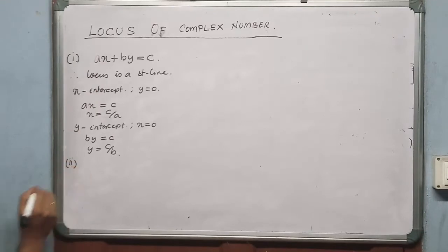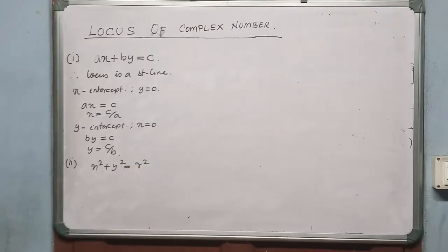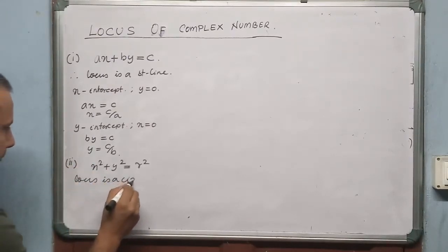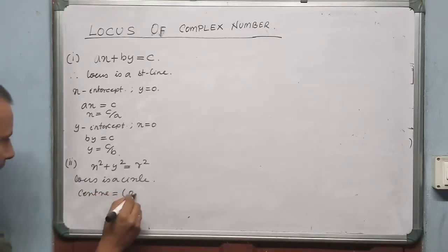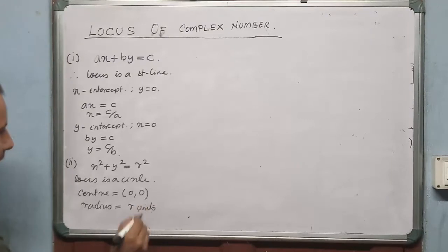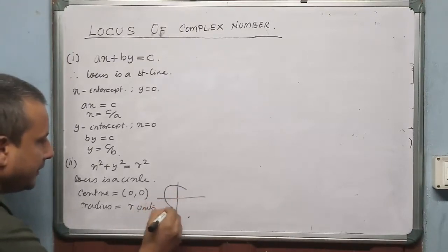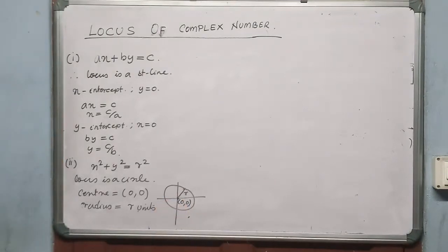The second locus that you get is in this form: x square plus y square is equals to r square. Now x square plus y square equals to r square means the locus is a circle. Locus is a circle whose center is at the origin, you just have to remember, and radius equals to r units. The center is (0, 0).